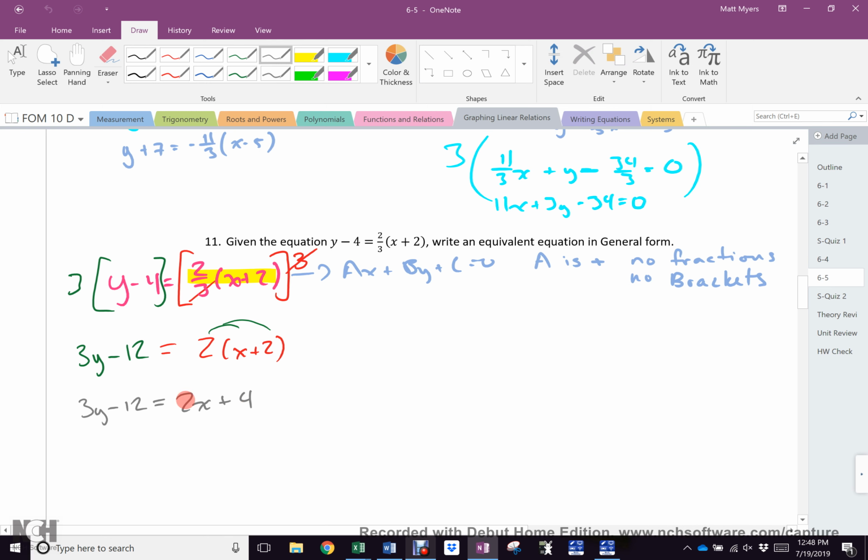So is that guy already positive? So should he move? Even though we normally write it on the left, should I move him? No. So I'm going to be left with 2x. What's going to happen to that 3? Negative 3y. And what's going to happen to that negative 12? But there's already 4 there, so what is it? Plus 16. And now I'm done.